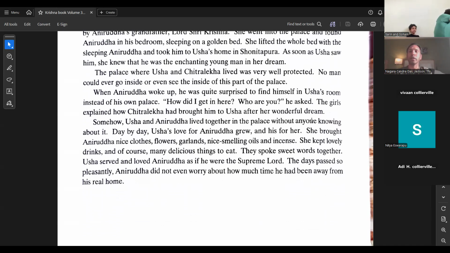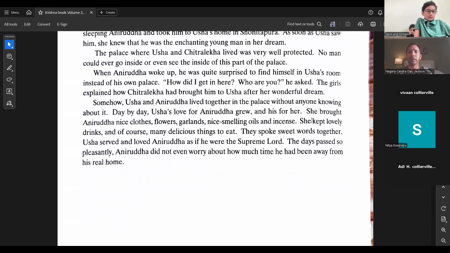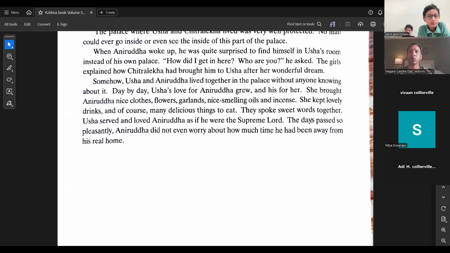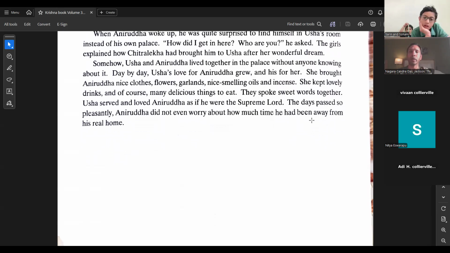The palace where Usha and Chitralekha lived was very well protected. No man could ever go inside or even see the inside of this part of the palace. When Aniruddha woke up, he was quite surprised to find himself in Usha's room instead of his own palace. "How did I get here? Who are you?" he asked. The girls explained how Chitralekha had brought him to Usha after her wonderful dream. Somehow, Usha and Aniruddha lived together in the palace without anyone knowing about it.